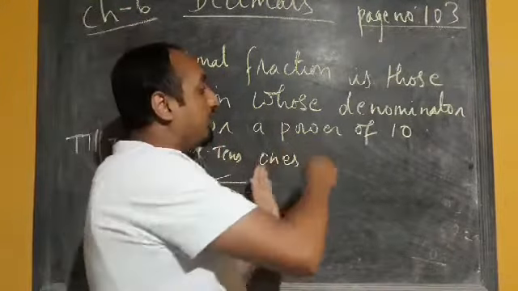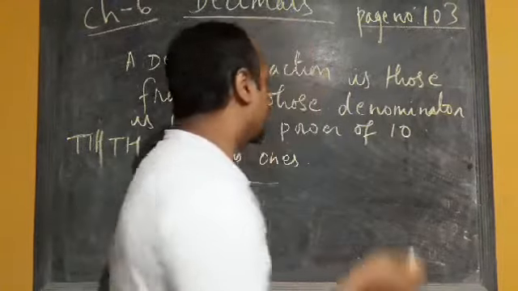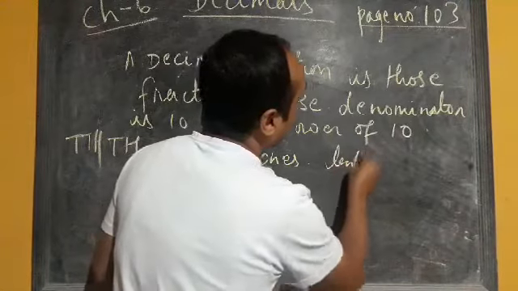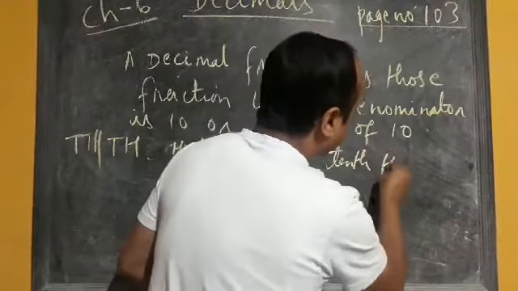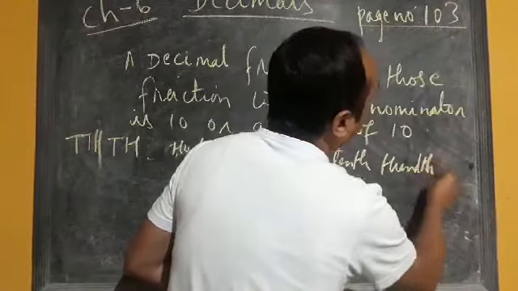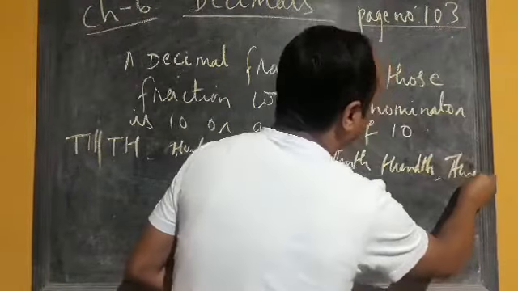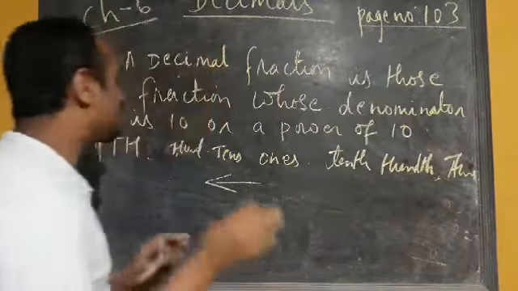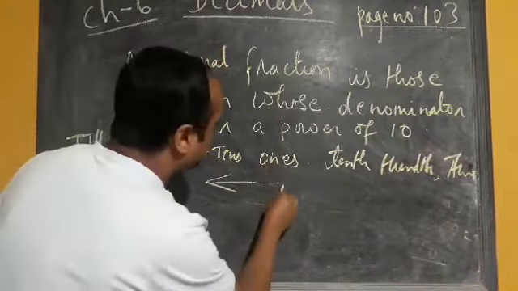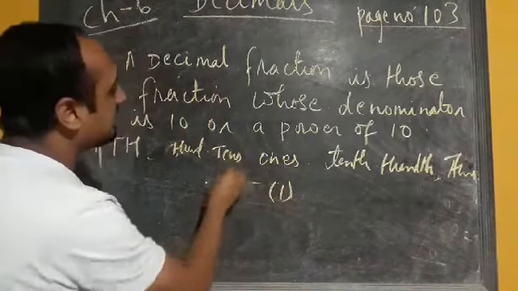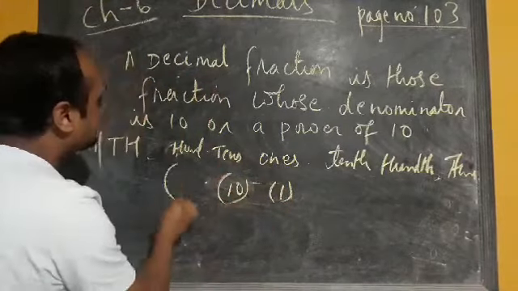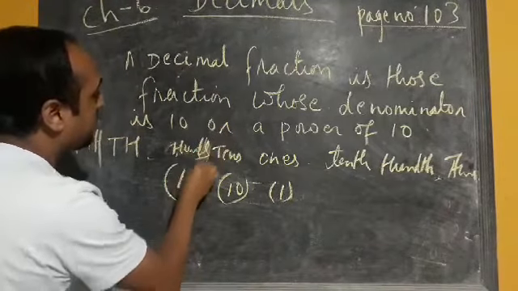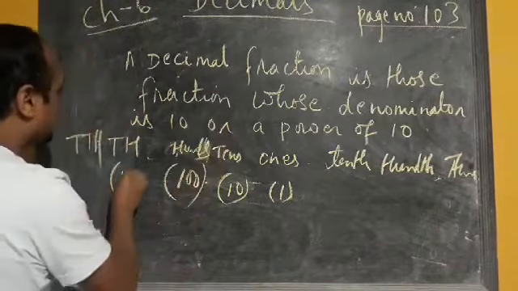Similarly, if we move to the right-hand side, then what? After this ones, we have tenth, hundredth, thousandth, and so on. Now I will give you one example. In place of ones we can write 1, in place of tens we can write 10, hundreds means 100, maybe 1000.